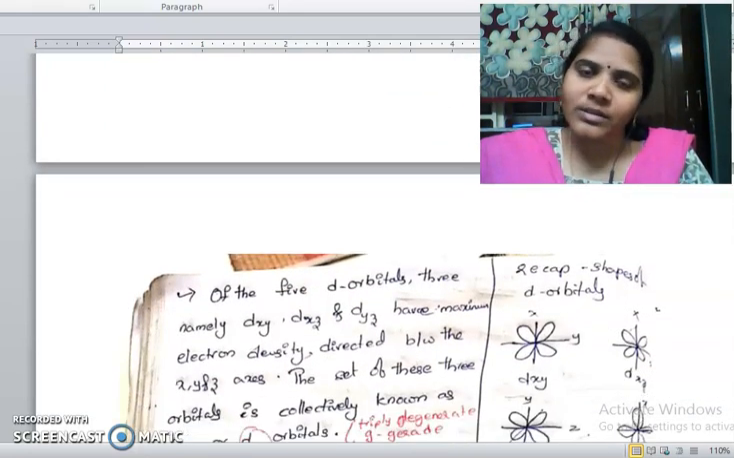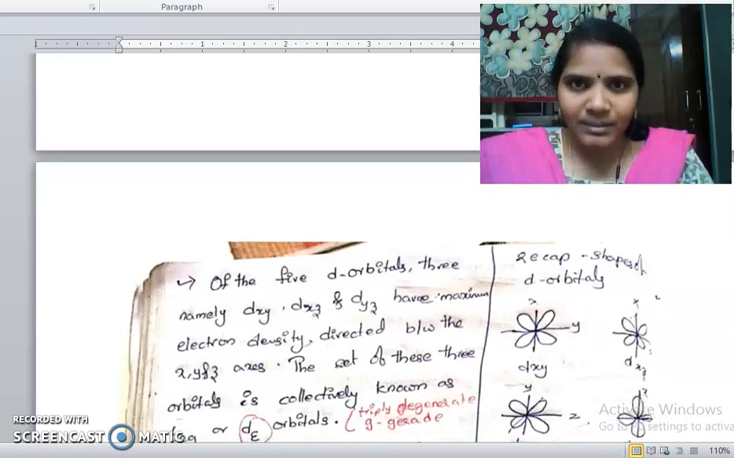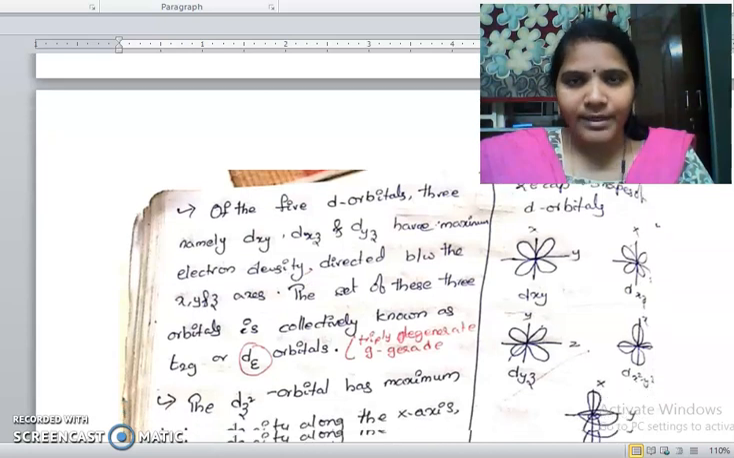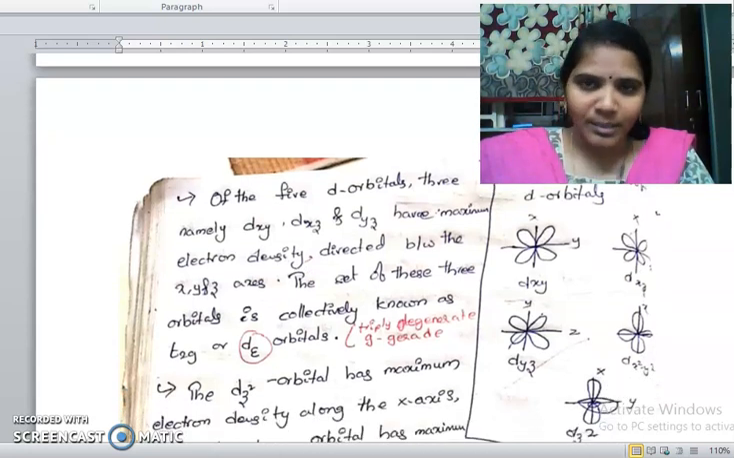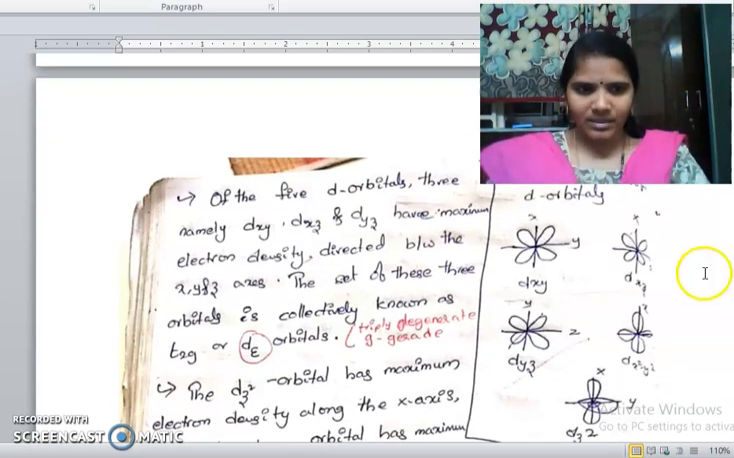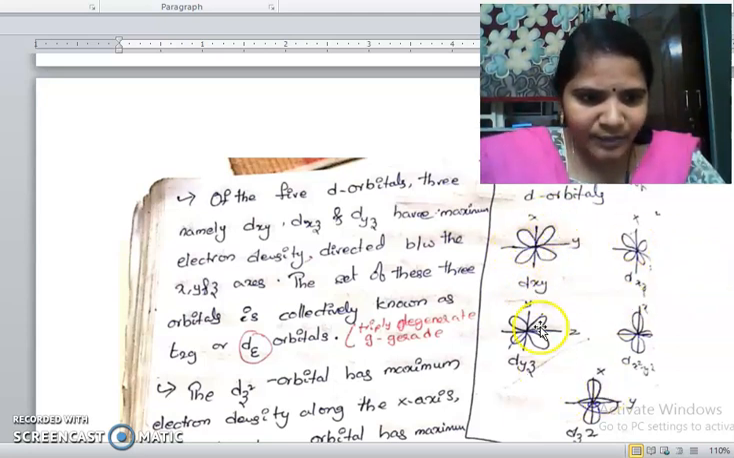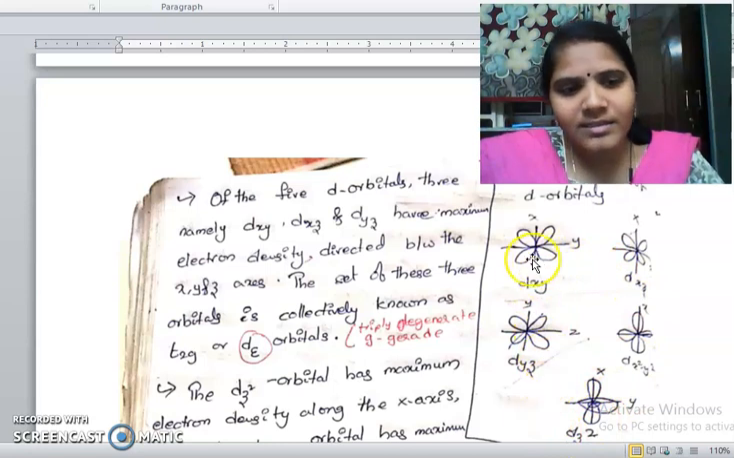Before going to discuss the splitting of an octahedral complex, just take a look at the structures of the 5 d orbitals, how they orient, whether they orient along the axis or in between the axis. We just take a look at that. Here I represented the 5 d orbitals, and this is dxy.